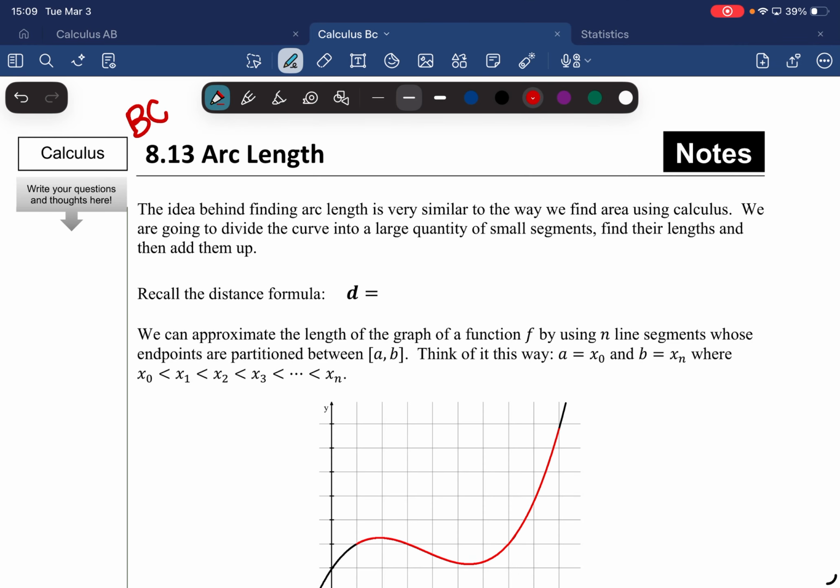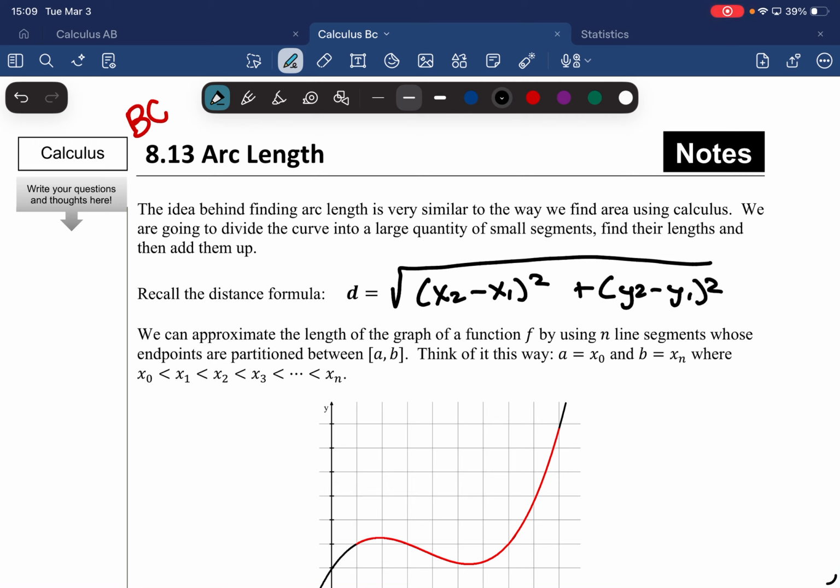Okay, 8.13 is arc length. So it says the idea behind finding arc length is very similar to the way we find area using calculus. We are going to divide the curve into a large quantity of small segments, find their lengths, and then add them up. In order to do this, we need to recall the distance formula from algebra, and that is distance is equal to the square root of x2 minus x1 squared plus y2 minus y1 squared.